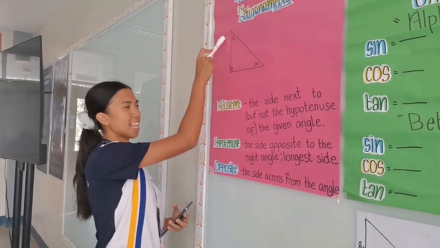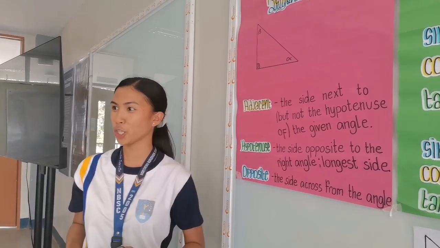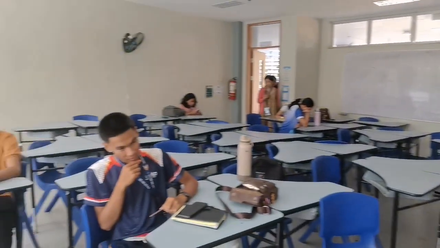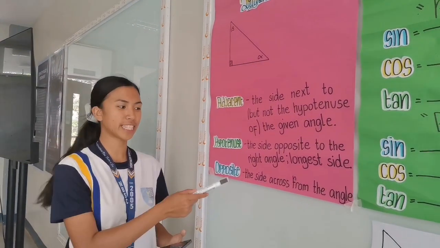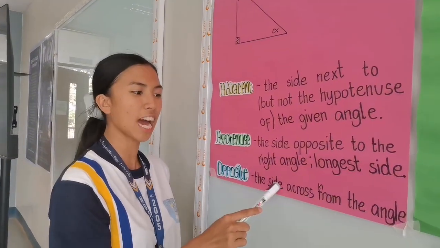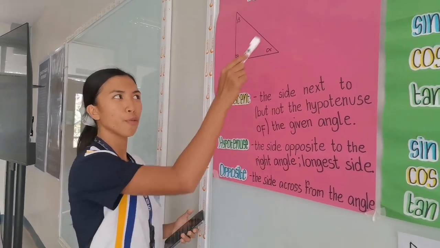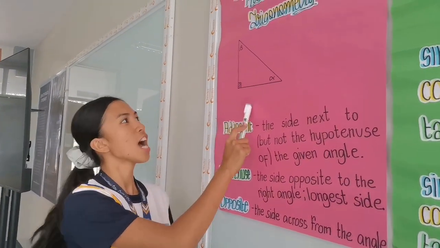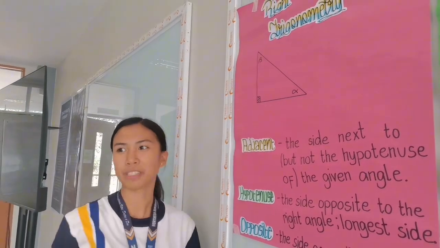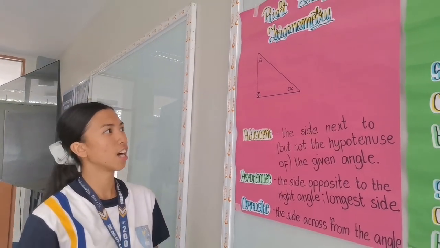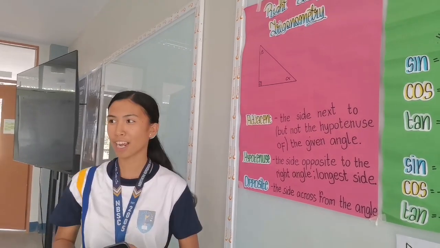The next leg is called the opposite. Jude, can you read the opposite side, please? Opposite, the side across from the angle. So, as Jude said, the opposite side is the side across from the angle. So if we have angle alpha, the opposite side of it is this one. So this one is the opposite side. Do you now get the parts of the right triangle?